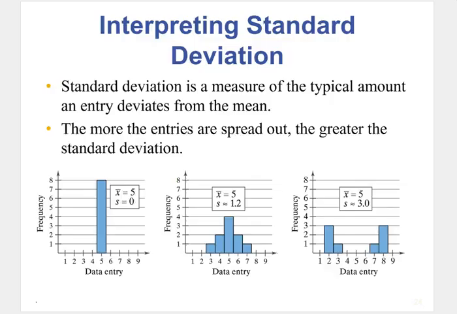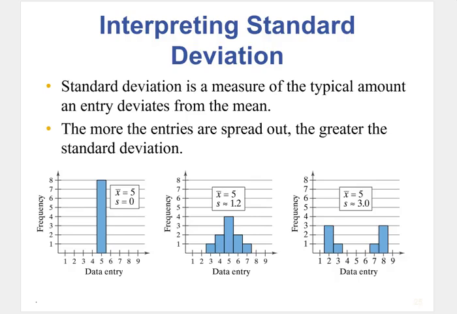All right, so let's talk about interpreting standard deviation. What is it? Standard deviation is just the measure of how much a typical data entry will deviate from the mean. I have 3 different graphs here, histograms, to show you. Notice the first histogram on the left is all the same entry over and over again. It's just 5, 5, 5, 5, 5, 8 times. 8 times we have the number 5.